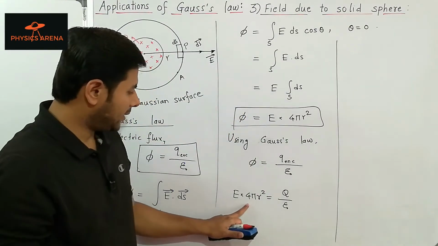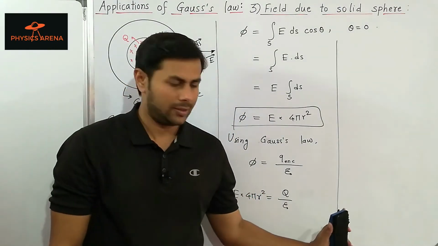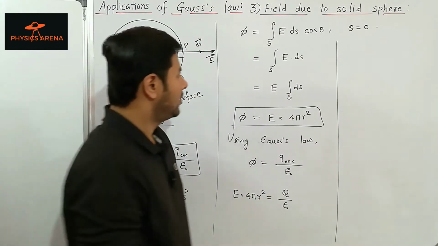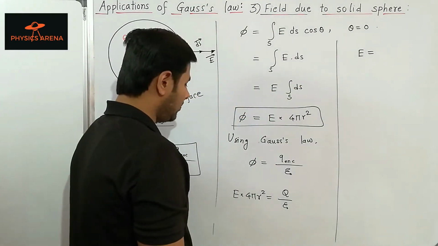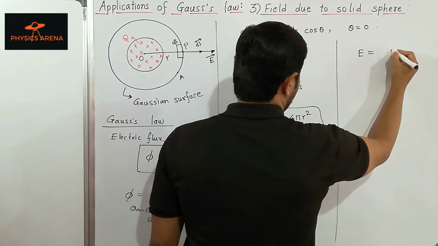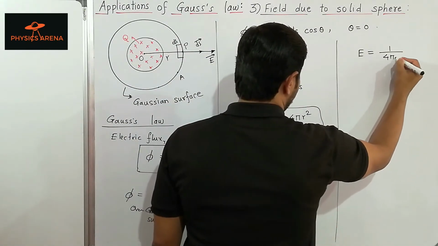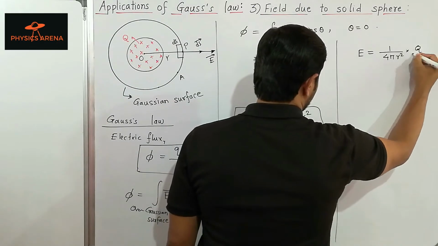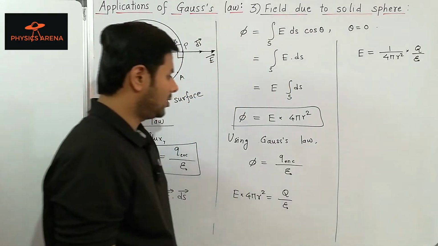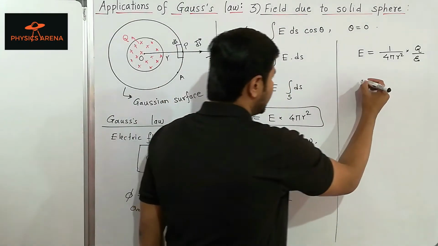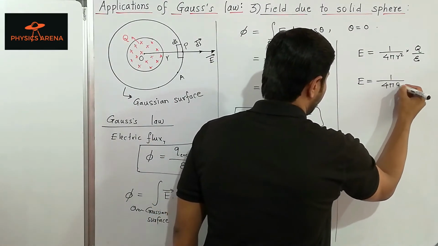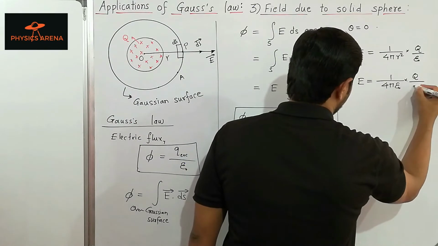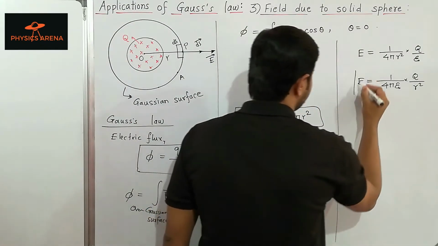Then I can take this 4 pi r square on the other side and rewrite this formula. So we get the magnitude of electric field as 1 over 4 pi r square into Q divided by epsilon naught, or we'll write it in suggestive form, as 1 over 4 pi epsilon naught into Q divided by r square.